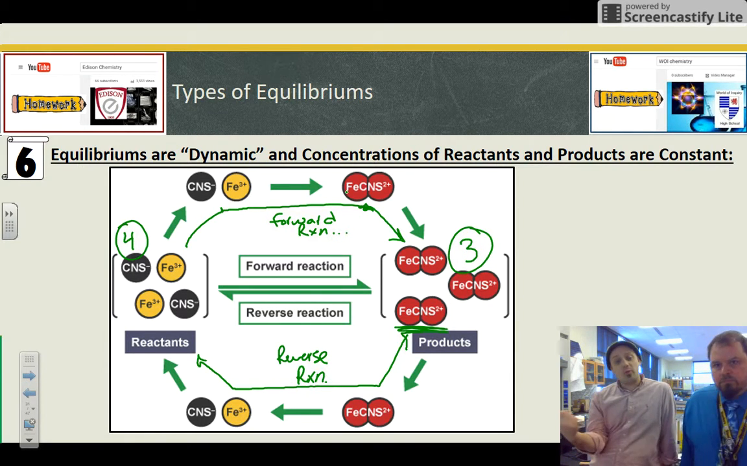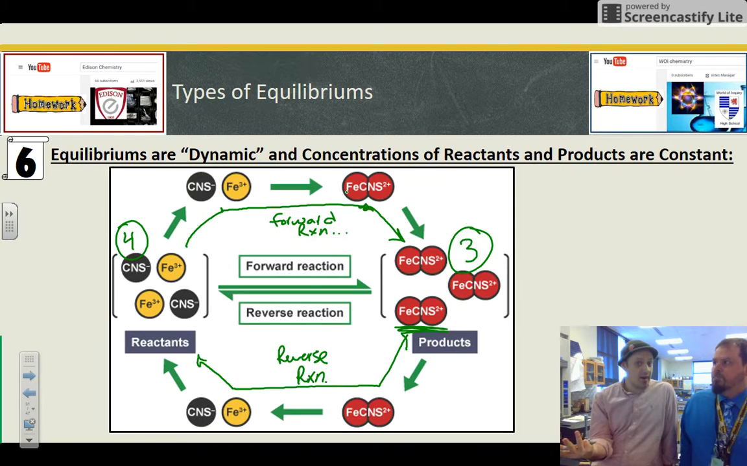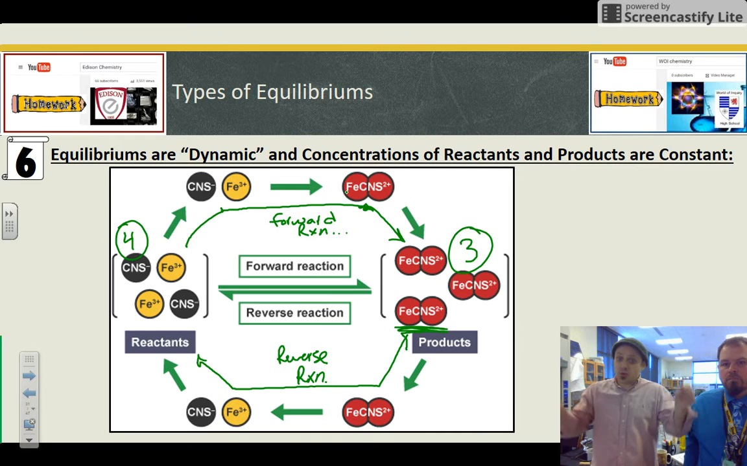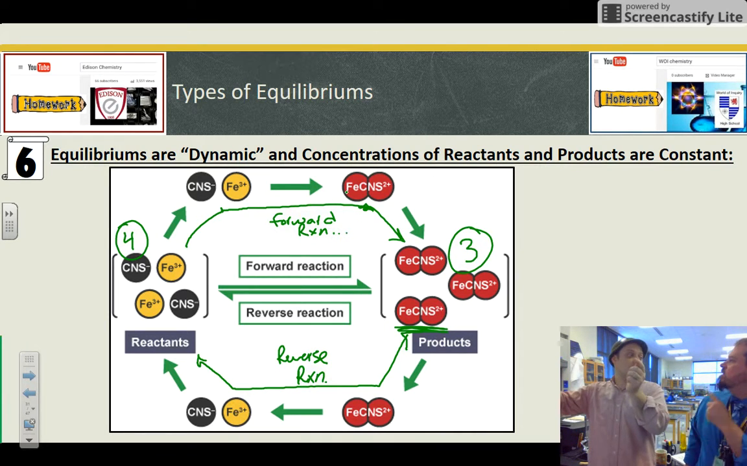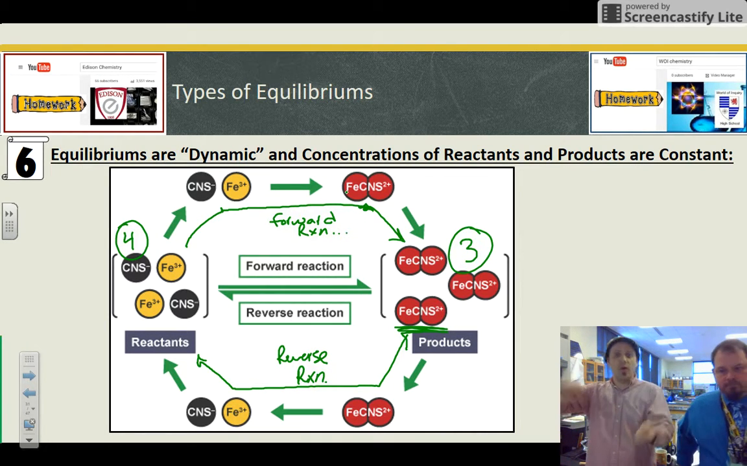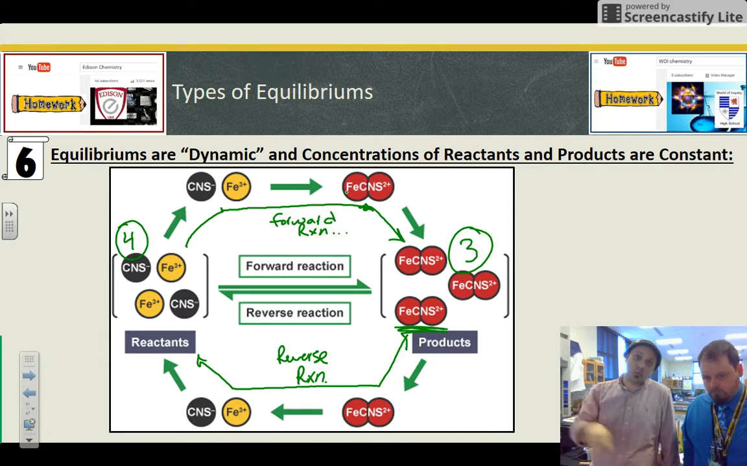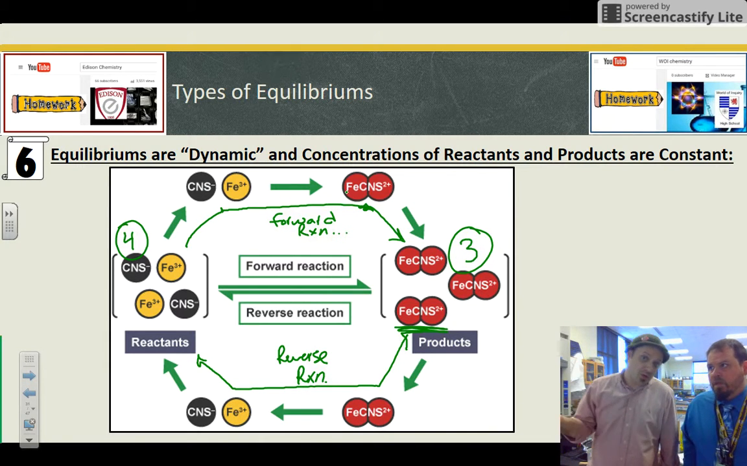And the 3 I wrote on the product side was for the 3 products that were reacted. So you can see the concentrations are not the same. It's not 4 and 4 and 3 and 3. Those are different. The concentrations stay constant. Right. So for every one that forms, one breaks apart. One that forms, one breaks apart. That's what we're trying to show you with the equilibrium.